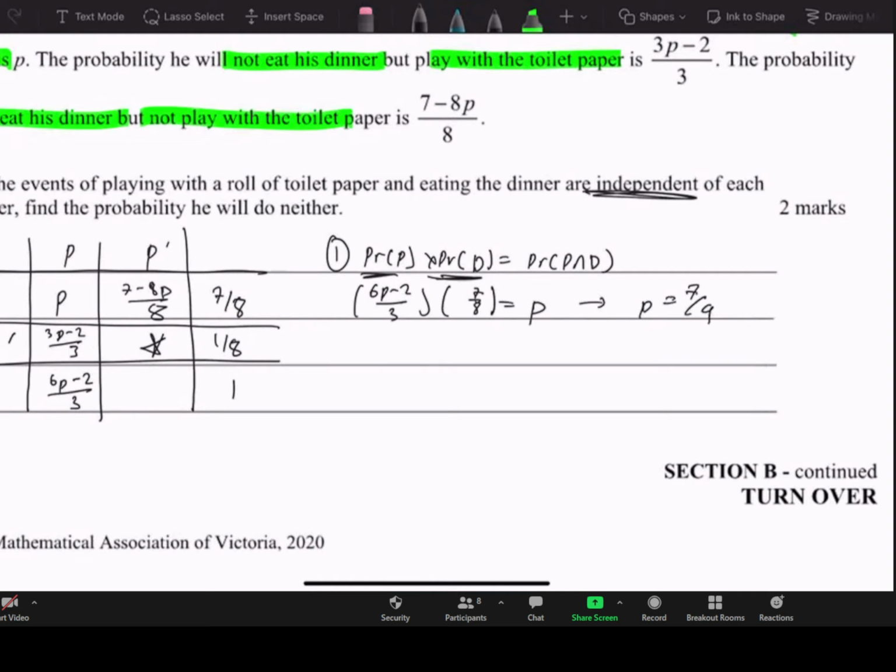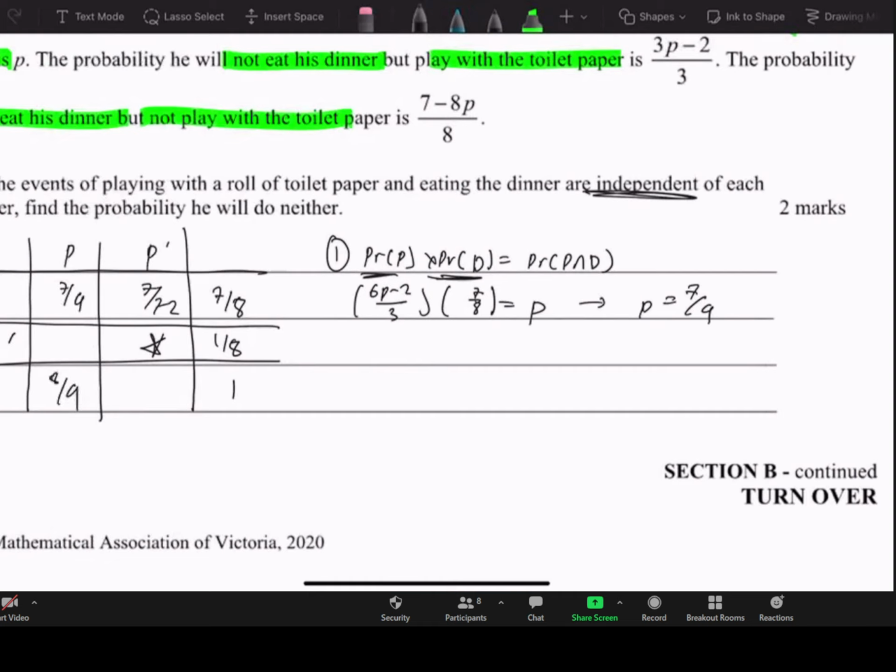So now the one thing we need to do is find what's in this box. Now that we know P is 7 on 9, we can actually replace some of the things in this box. For example, this would be 7 on 72. This would be 7 on 9. This would be 8 on 9.